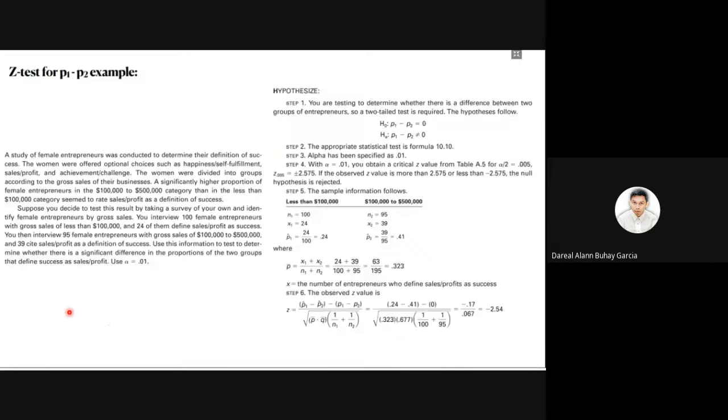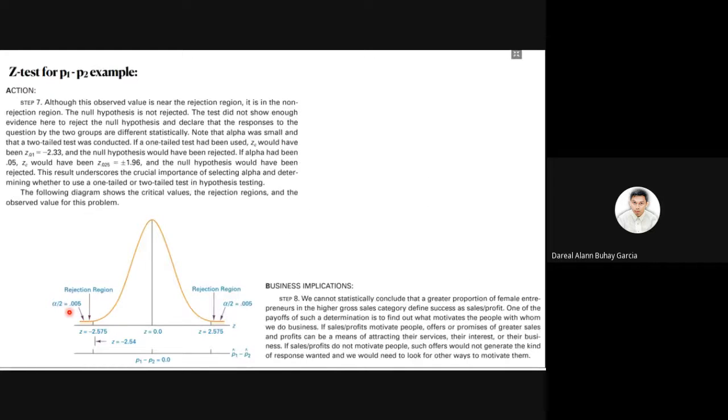Here is an example of a z-test for differences in two population proportions. Again, it still uses the same 8 steps and the same framework as how to perform the usual z-test for hypothesis testing.